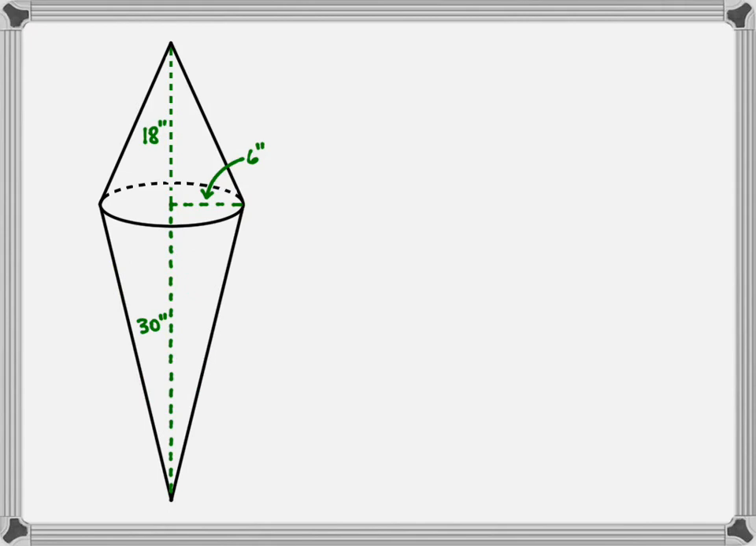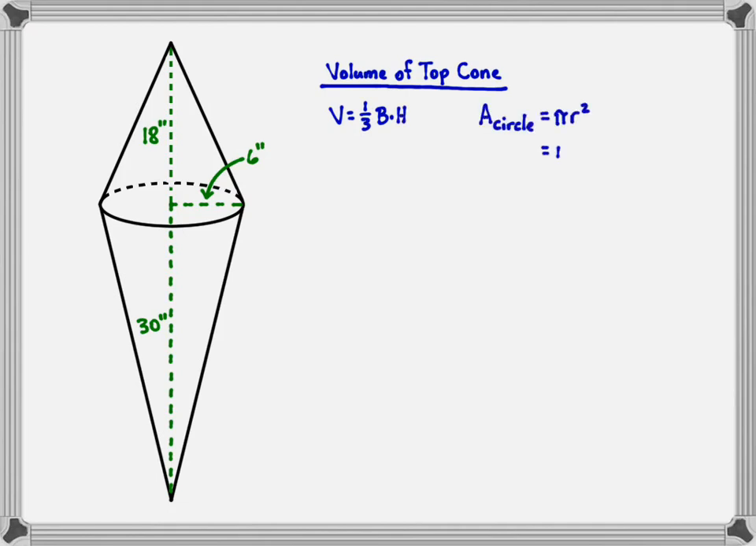So remember, the volume of a cone is 1/3 area of the base times the height, and the base in this case is a circle. So we're going to find the area of the circle. So the area of the circle is going to be pi times r squared, and in this case the radius is 6, so it's pi times 6 squared, or 36 pi. Then we're going to plug that into our volume formula, so that's our B. Our h for the top cone is 18, so it's going to be 1/3 36 pi times 18. We can simplify that to be 216 pi.